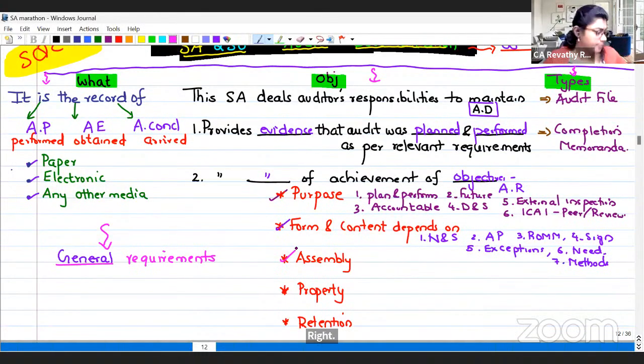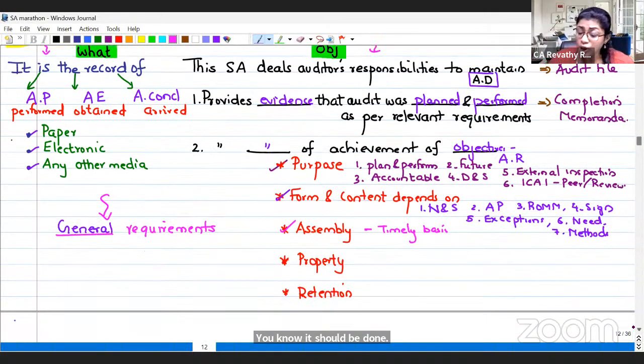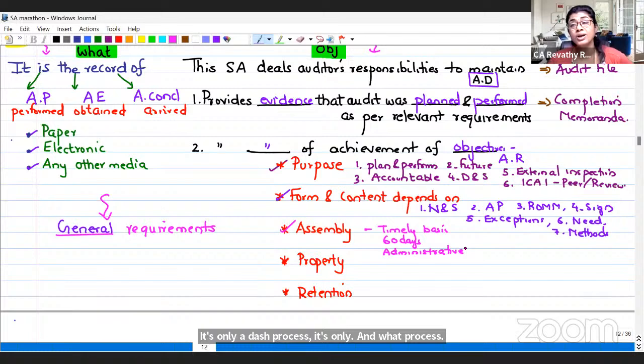Assembly of audit file. We remember about our schools, no? Assembly of audit file should be done. You guys are saying 60 days, but before that, it should be done on a timely basis. It should be done as and when it takes place. Maximum 60 days. It can be done along with the audit also. It's only an administrative process. No new procedure, no new conclusion.